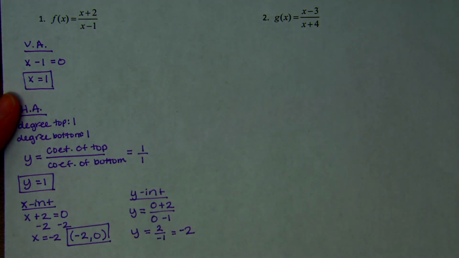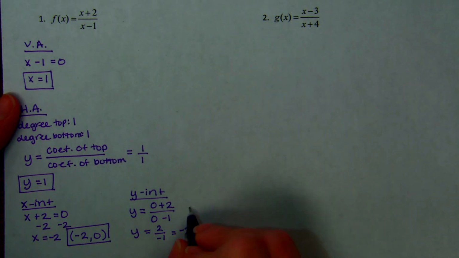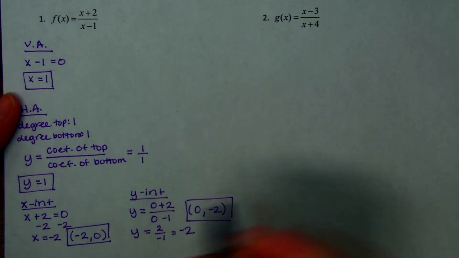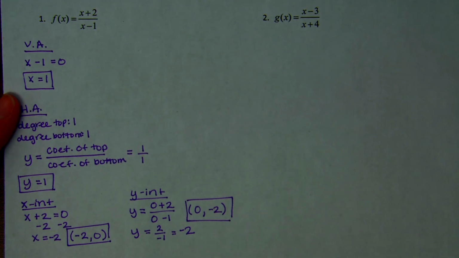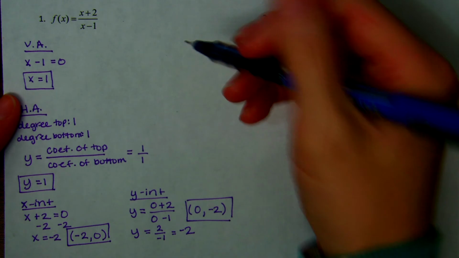And again, this is where the graph crosses the y-axis, so it is a point, and it's the point 0, negative 2. And isn't that fun? They just worked out to be the same. That doesn't always happen, but in this case it did. And then what we can do is we can graph this rational function.